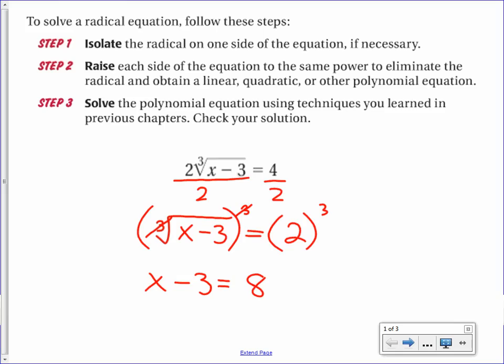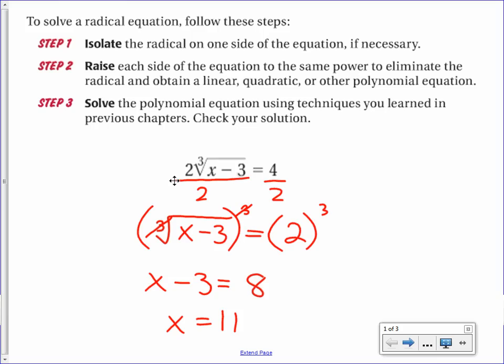And now we're ready for the last step here, which just says solve the equation using techniques we've learned in previous chapters. Obviously, this equation is pretty simple. To solve it, we just add 3 to both sides, and x equals 11. Now on your homework sheet, it says check your solutions. I want us to use this 11 as x, plug it back in, and see if it works.